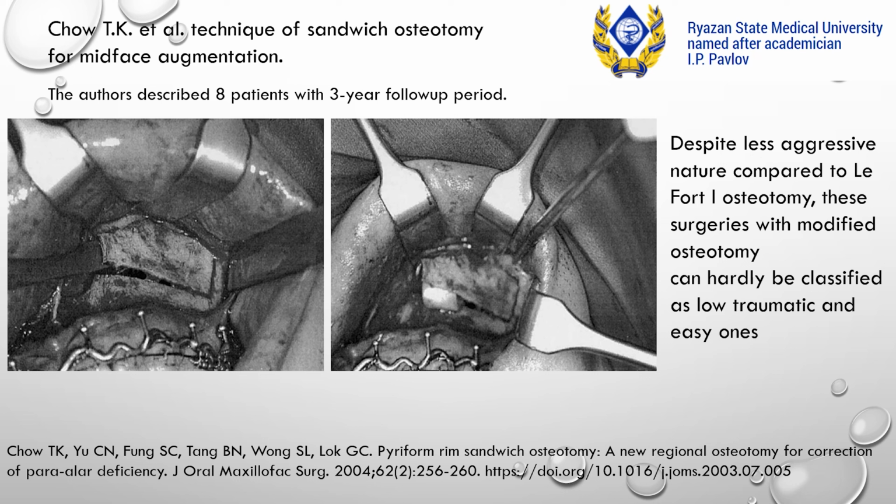Chow described his own technique of sandwich osteotomy for midface augmentation. The authors mobilized a horizontal strip 1 cm wide in the anterior wall of the upper jaw from the edge of the piriform aperture. Further, the bone fragment is elevated medially at the edge of the piriform aperture. A support from a cortical bone fragment or alloplant is placed under this fragment and the bone fragment is fixed with screws. The degree of augmentation of up to 10 mm and symmetry can be adjusted precisely due to the interposed tissue fragment. The authors described 8 patients with a 3-year follow-up period.